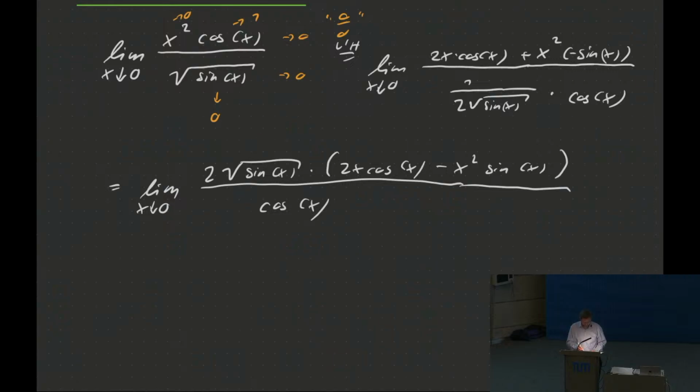Again, the sine here goes to 0. The cosine goes to 1. The x goes to 0. This goes to 0, and this goes to 0. So the numerator will go to 0. The denominator, which is just the cosine of x, goes to 1. So now we have an expression of the form 0 over 1, and obviously we can just substitute our value of x in there and get the desired result, which is 0.